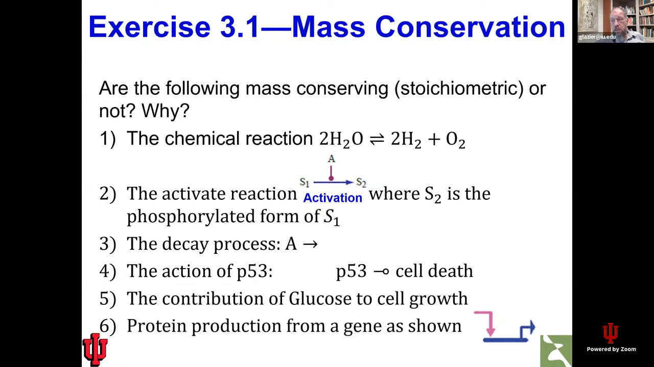And then number six, if I say I have an activator and then I produce a gene product, well, that's clearly not mass conserving because I don't keep track of where the messenger RNA material comes from. I don't keep track of where the protein comes from either. So those are some things to think about.